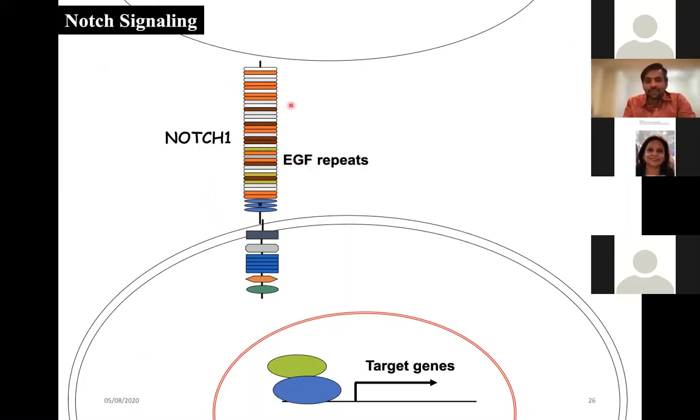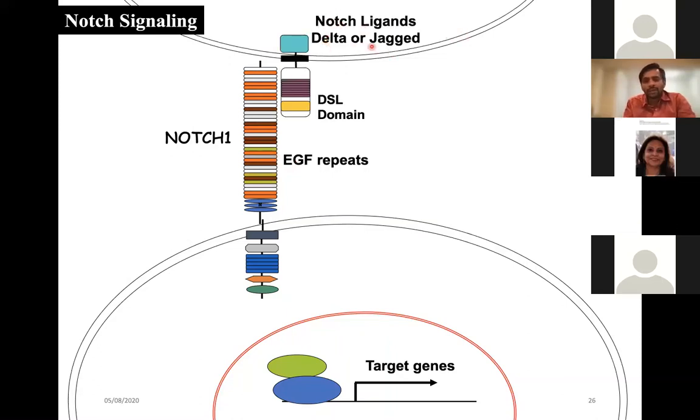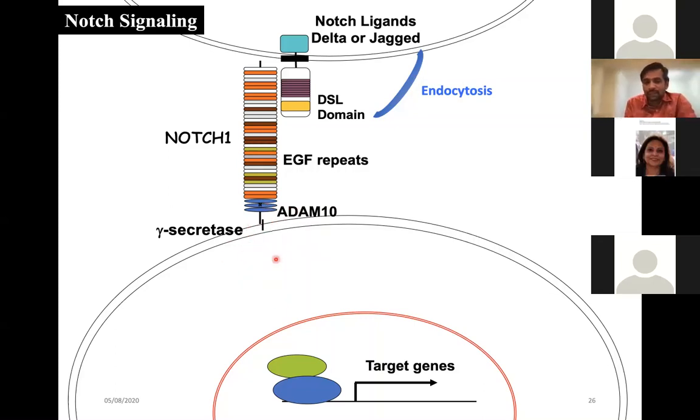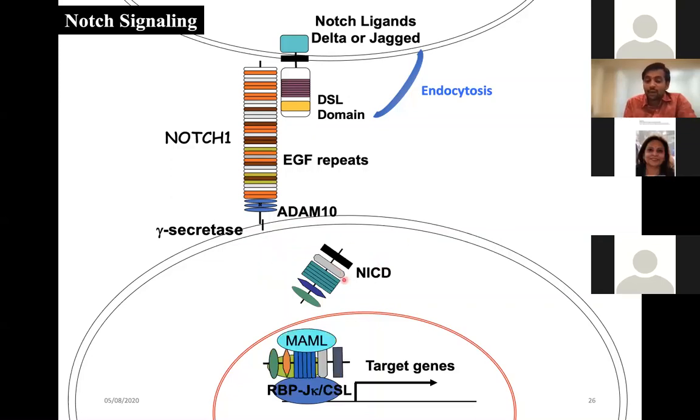So in Notch signaling, this is the one cell that is expressing the Notch ligand, Delta or Jagged. The ligand binds to the Notch receptor, which is expressed by a different cell, and it induces proteolytic cleavage. The first cleavage is caused by the metalloprotease ADAM10, and then the ligand bound to the extracellular domain is endocytosed. The second cleavage is caused by gamma secretase, which cleaves the intracellular domain attached to the extracellular domain. This intracellular domain is released towards the nucleus, where it forms a complex with RBPJ, very important for Notch signaling. It's a transcription factor, and this complex recruits the other co-activator, Mastermind-like, and they activate Notch signaling by activating different downstream genes.